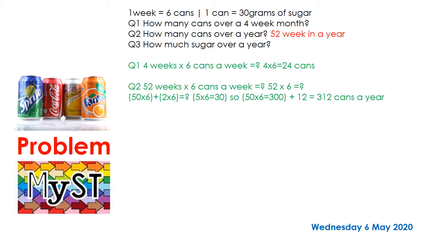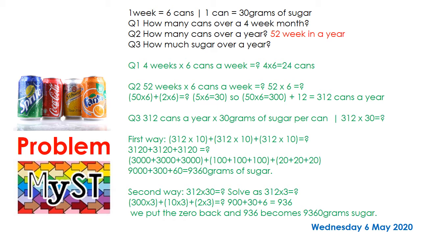Let's have a look at that last question. How much sugar over a year? Right, this is the hard one. Well, actually not hard, but there's more than one way to solve a question. So if they drink 312 cans a year, and there's 30 grams of sugar in each of those cans, that means they're consuming 312 lots of 30 grams. So the mathematical question is actually 312 times 30.